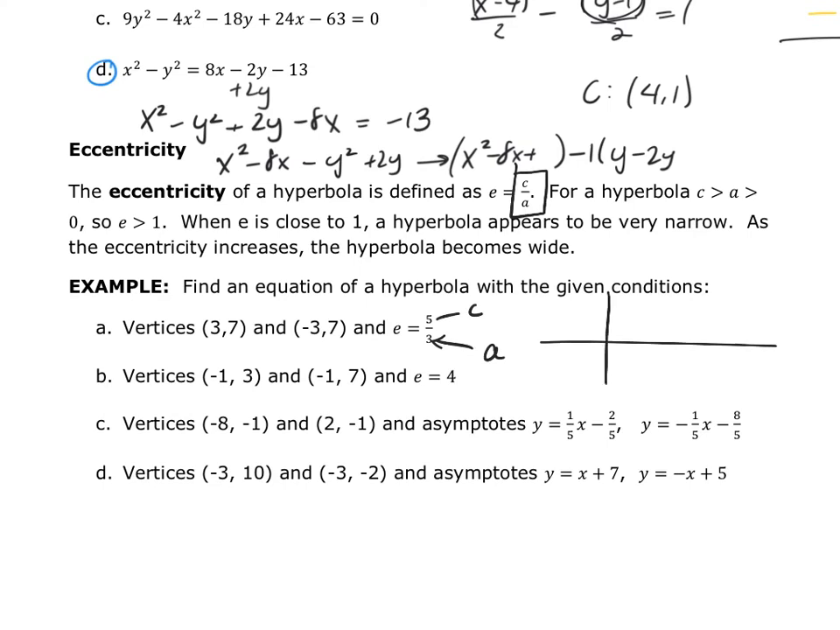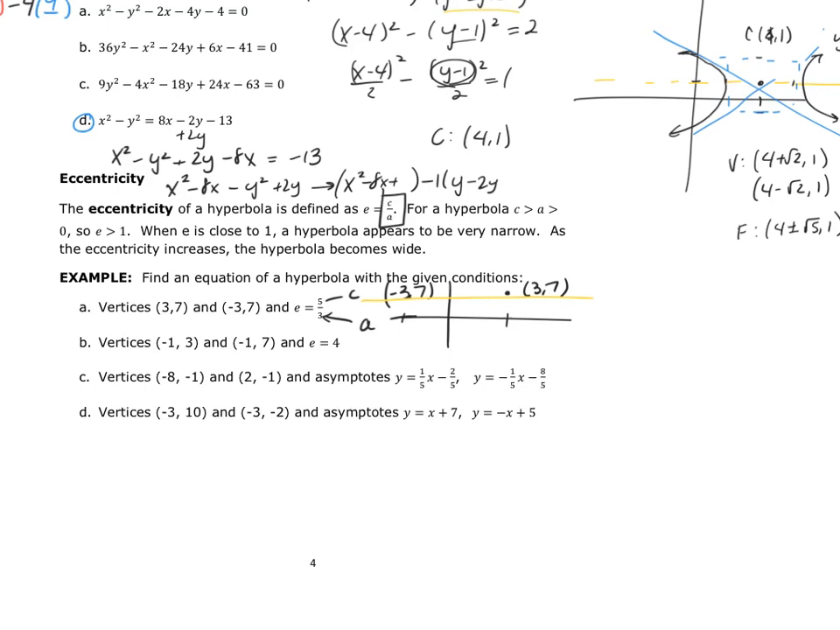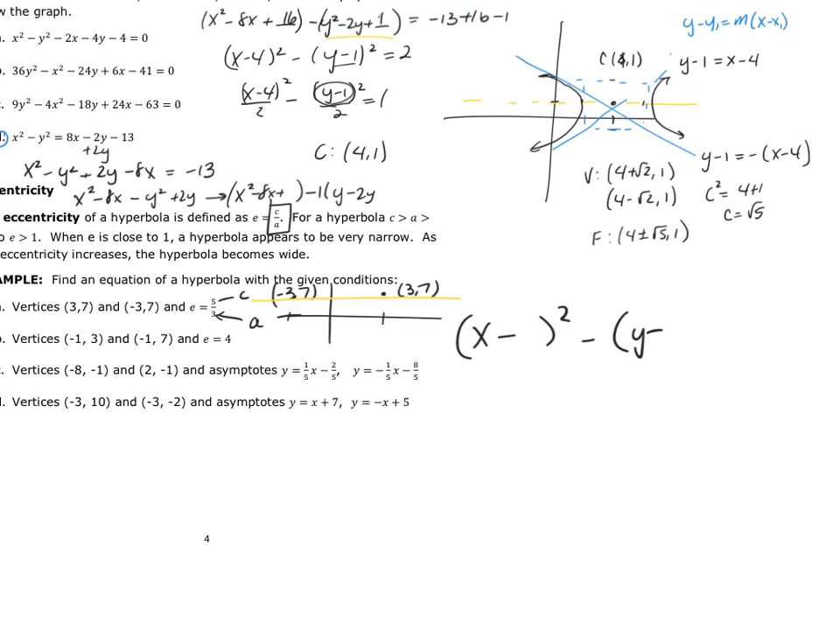So I have the vertices at 3, 7, and then again at negative 3, 7. Which way am I orientated? If I have to go through these vertices, which way am I orientated? The x is where I'm orientated. I'm orientated toward the x. Now, if I'm orientated toward the x, that means it's going to be x minus something squared, and then y minus something squared is equal to 1, and then I just have to figure out what goes underneath each one of these.